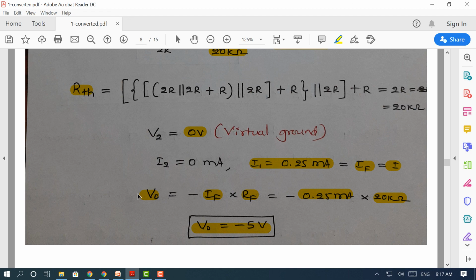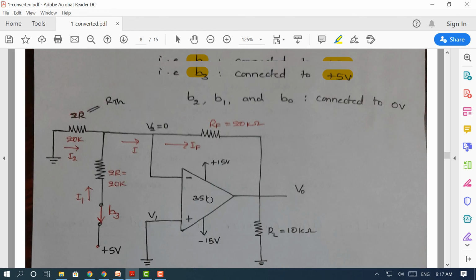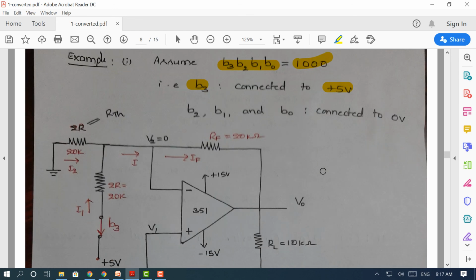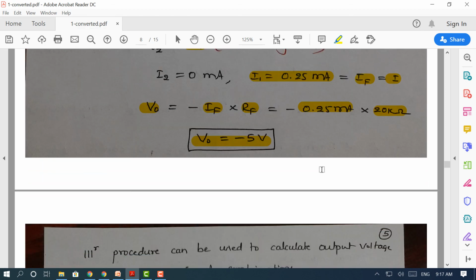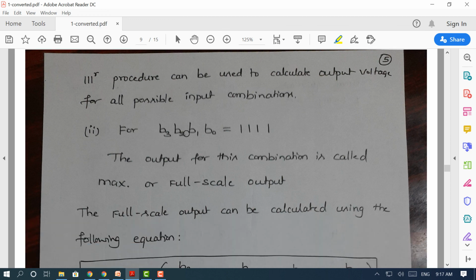Okay, so this is the output voltage for the input combination 1 0 0 0. So for this particular combination, the output voltage is found to be 5 volts. Similarly, the same procedure can be used to calculate the output voltage for all possible input combinations. Since it's a 4-bit digital to analog converter, there can be 16 possible combinations. Let's take one more example to calculate the analog voltage.